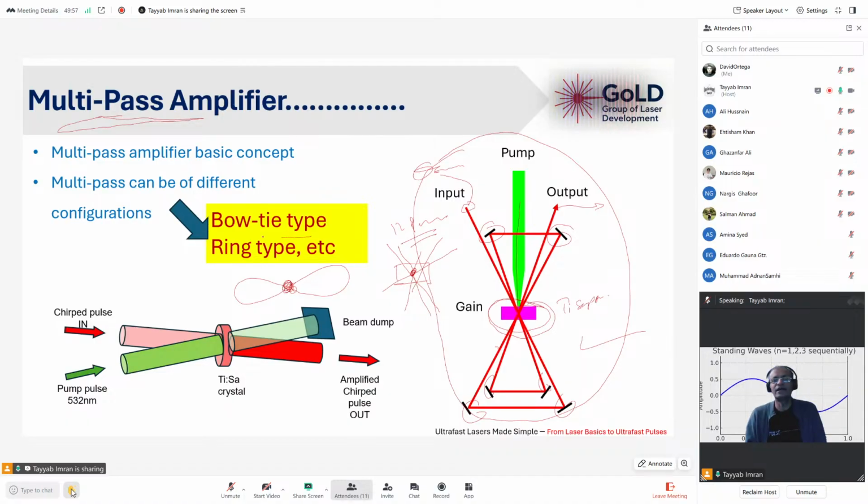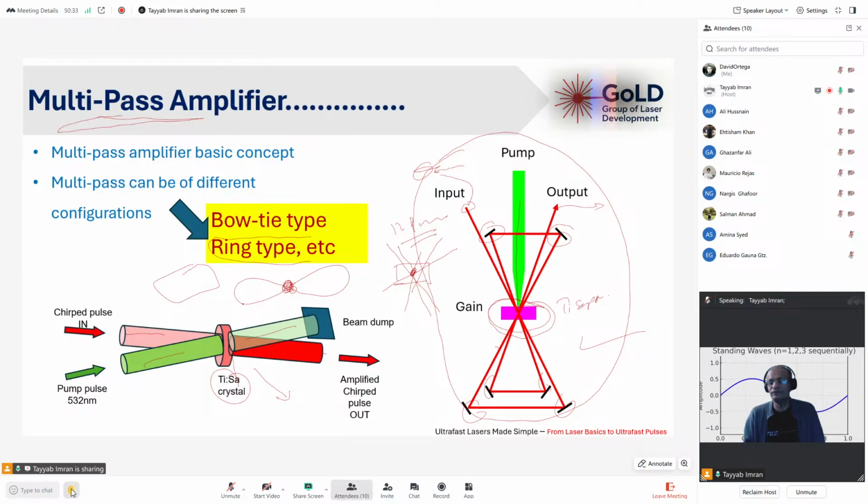Okay, and the ring type, the closed circle or some this kind of arrangement. So what you see here is just to show you that this is the Ti:sapphire crystal, like is mentioned here, and this is the input beam from the oscillator. Okay, and this green one is a pump beam, which also passes through the crystal at the same point where the laser beam is passing through.